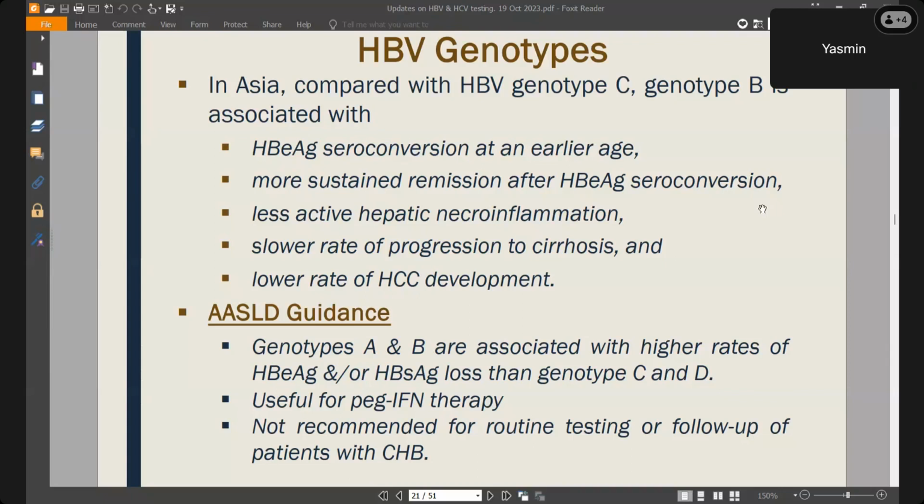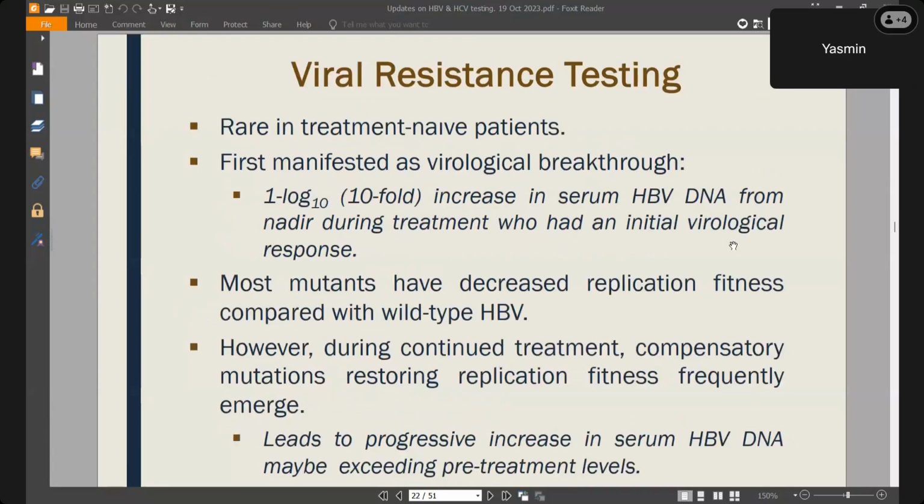So what is the AASLD guidance? Basically, they say that those with genotype A and B are associated with higher rates of HBe antigen and or HBs antigen loss than C and D. So it's useful information, useful for those who are started on pegylated interferon. However, it is not recommended for routine testing or follow-up of patients with chronic hepatitis B. So be well aware, because in Asia, we've got the B and C.